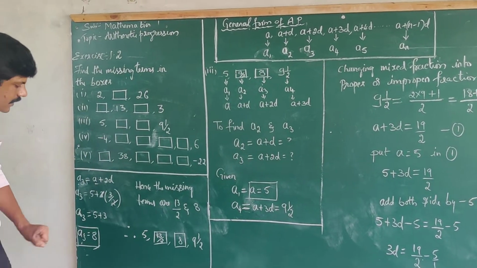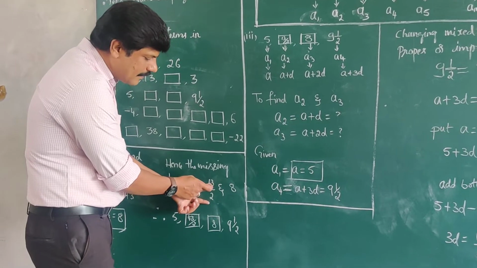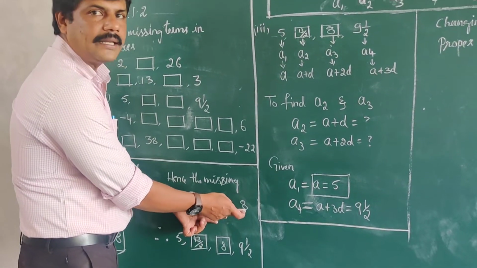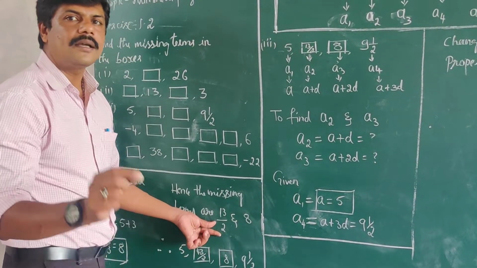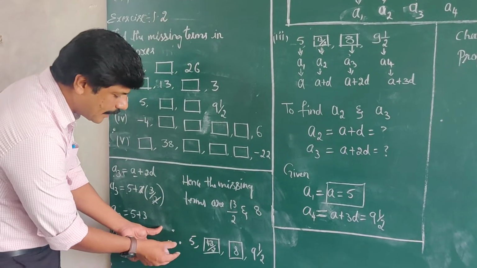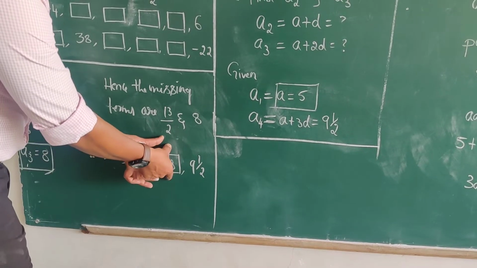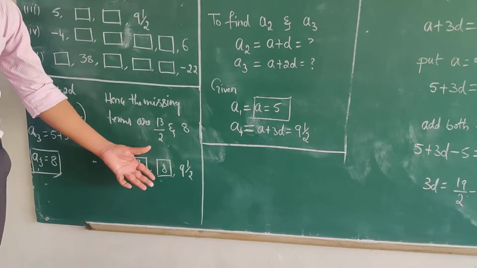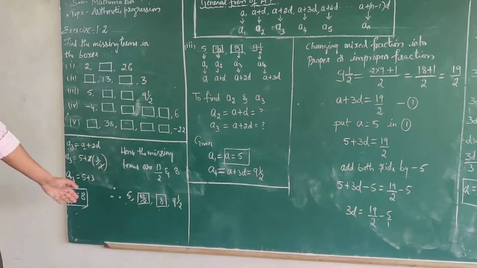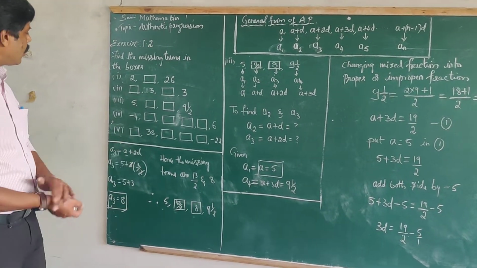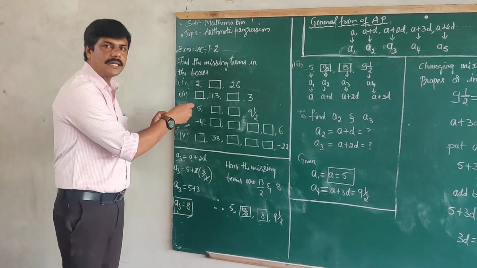So what are the missing terms? The missing terms are 13 by 2 and 8. Therefore the sequence becomes 5, 13 by 2, 8 and 9 and a half. That is how we have solved this problem. In the next video we will solve the fourth problem, children. Thank you.